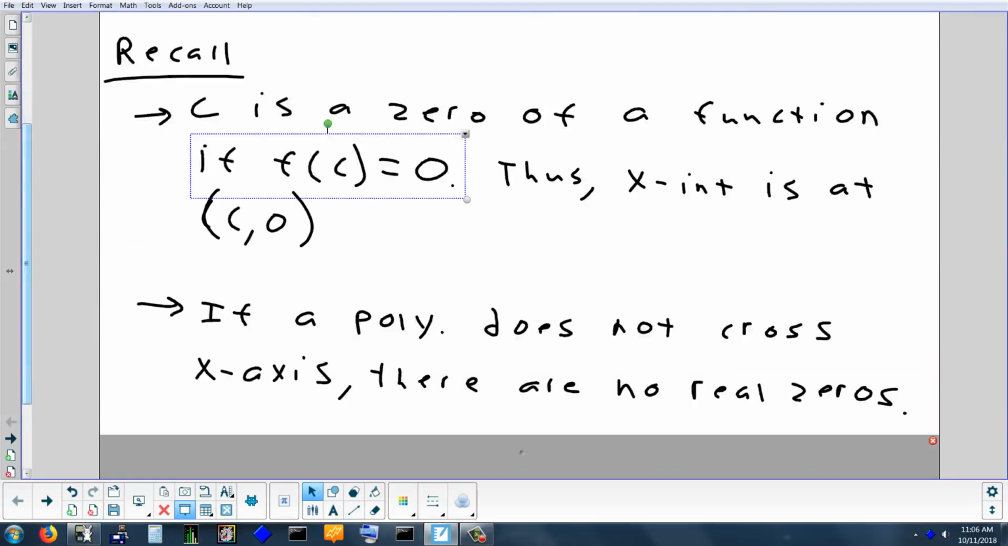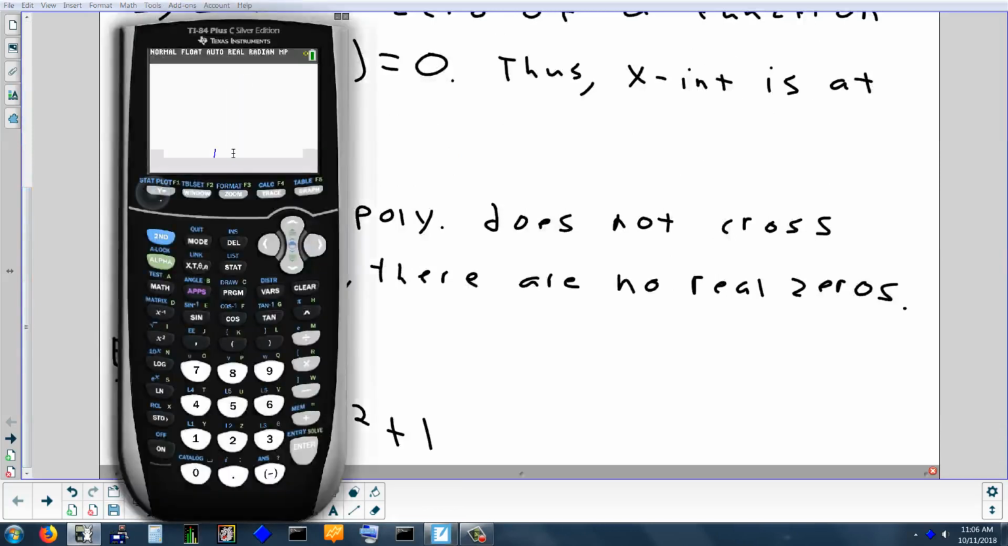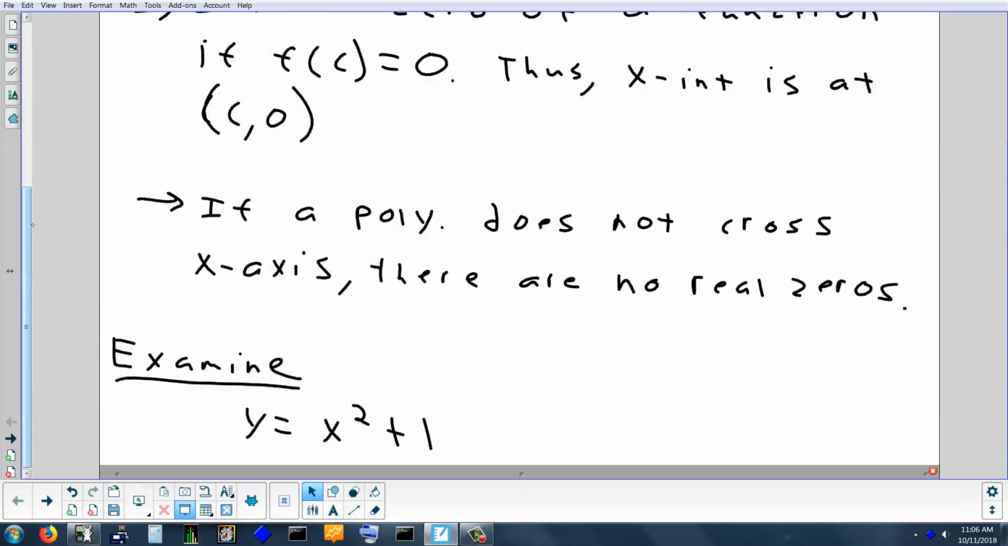Well, let's look at something like this. If a polynomial does not cross the x-axis, then it doesn't have any real zeros, because the real zeros are where it crosses the axis. So if you graph something like y equals x squared plus 1, it's going to look like this. It's a parabola shifted up 1. Does it cross the x-axis anywhere? No, it doesn't cross the x-axis.